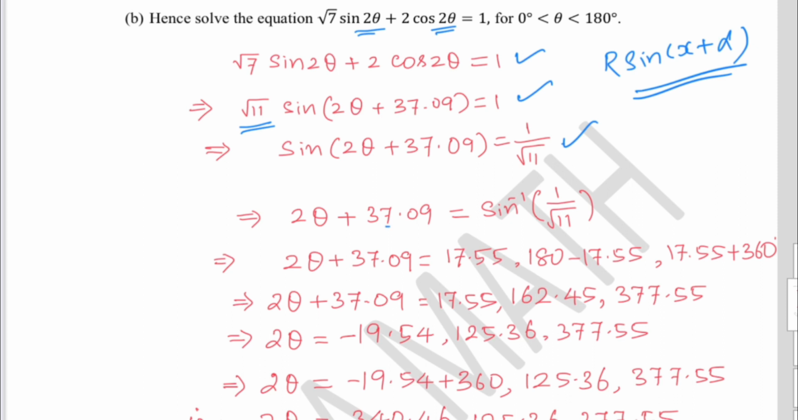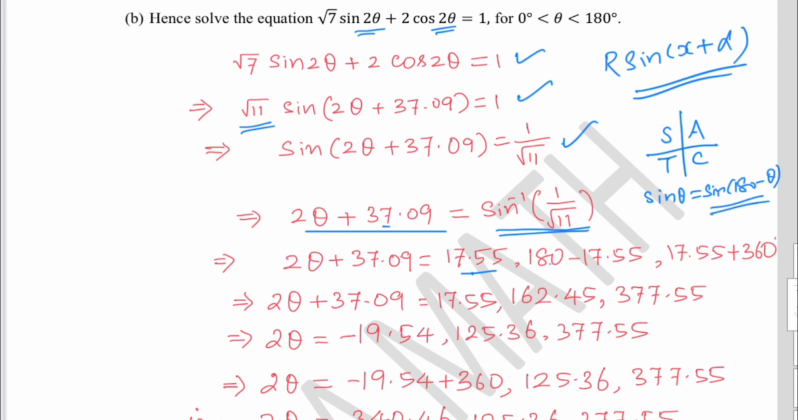And so 2 theta plus 37.09 is equal to sine inverse of this. Therefore you can use the calculator to get sine inverse of 1 over root 11 is 17.55, and the other angle is 180 minus that, because sine is positive in the first quadrant and in the second quadrant. So sine theta is sine of 180 minus theta. So by using that, you get the other angle is 180 minus 17.55. And apply periodicity, that is any angle when you add 360 or multiples of 360, the position of the ray is the same, the angle is the same. So you can add 360 to 17.55, so that theta will still be within the given range of values.